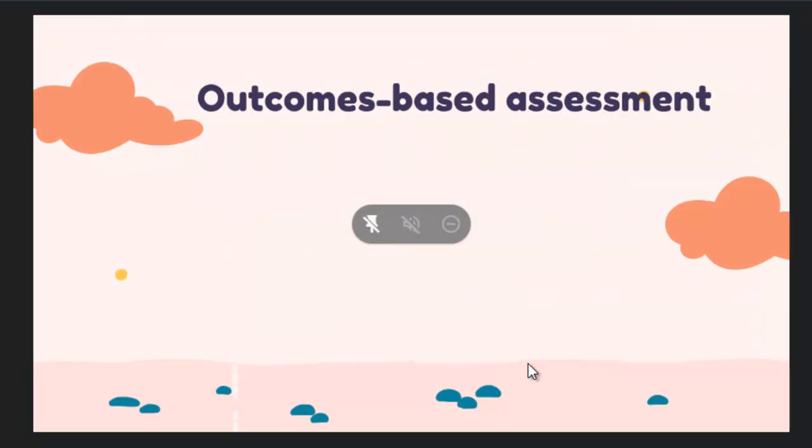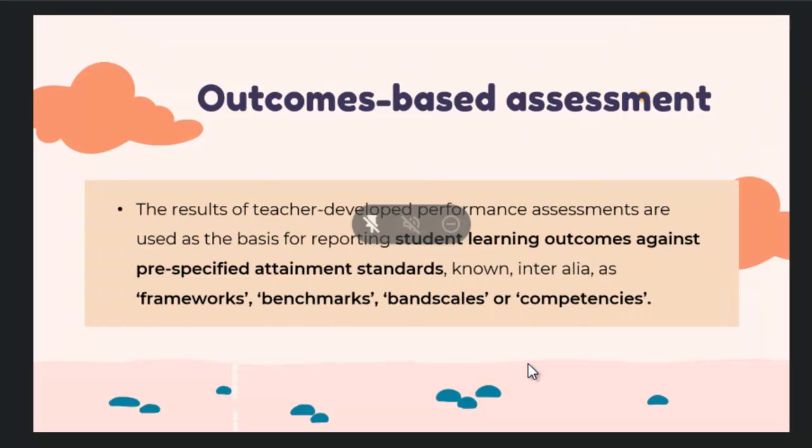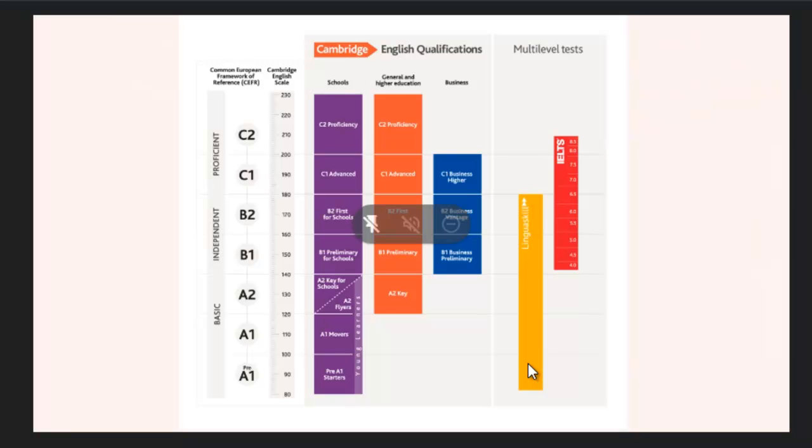And so next we will move on with the outcome-based assessment. Outcome-based assessment is used to report the student learning outcomes against pre-specified attainment standards, like framework, benchmark, band scale, and competencies. I think these terms are quite familiar to us. When we hear the word framework, the first thing we can think about is CEFR. Yes, Common European Framework of Reference. But do you know any other kinds of framework? Surely there are other kinds.